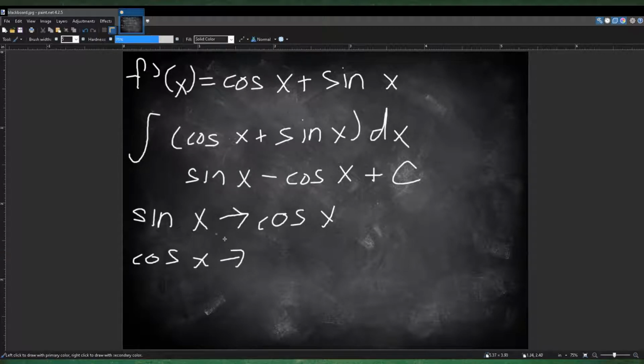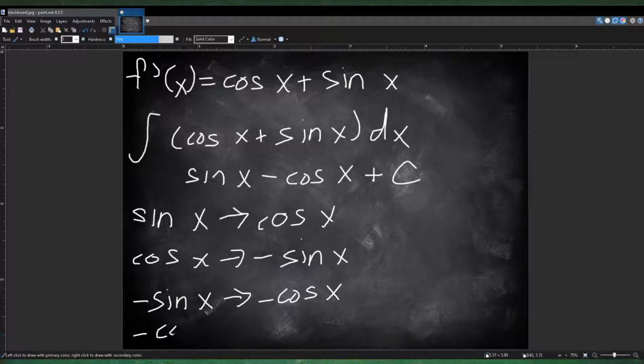Do the derivative of that, you get negative sine of x. Okay, you have negative sine of x. You do the derivative of negative sine of x. Well, you just do the derivative of sine of x, right? Which is cosine of x. Times that negative is negative cosine of x. Okay, you have negative cosine of x now.